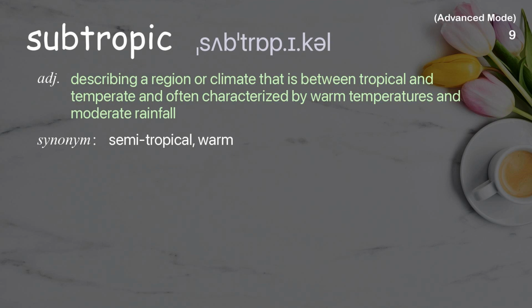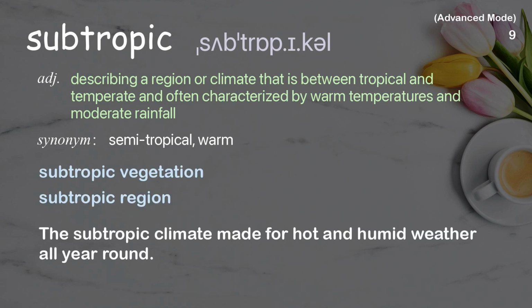Subtropic. Describing a region or climate that is between tropical and temperate and often characterized by warm temperatures and moderate rainfall. Examples: Subtropic vegetation, subtropic region. The subtropic climate made for hot and humid weather all year round.